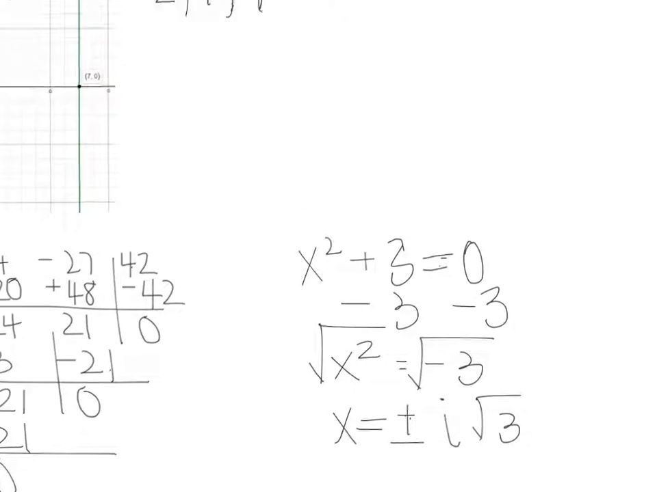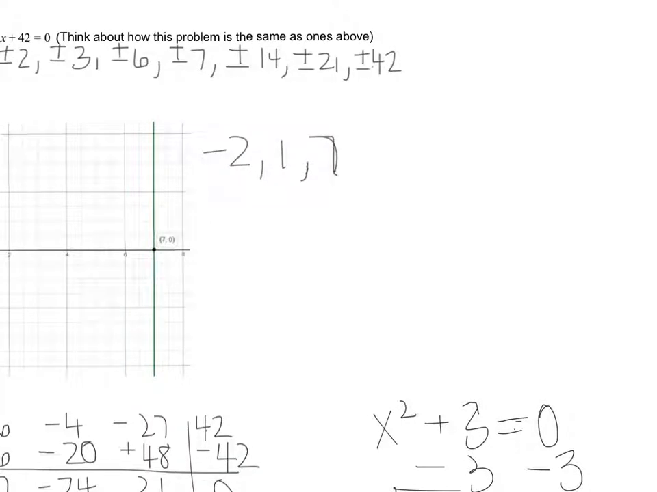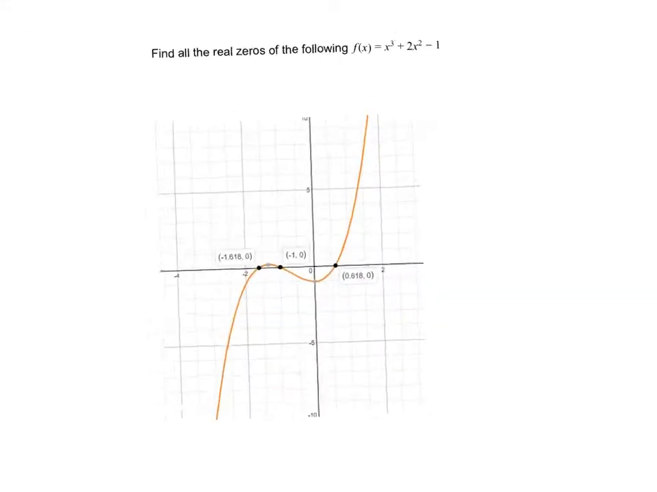So I'm going to go up here and write them. So we have i square root 3, and we have negative i square root 3. And that gives us all 5 of our zeros for our degree 5 polynomial. We have one last problem.